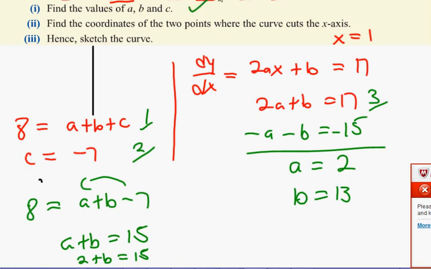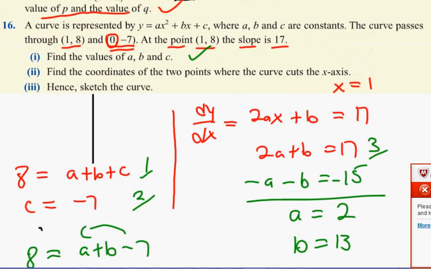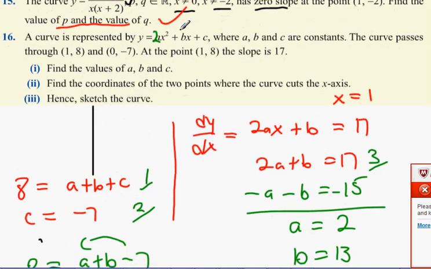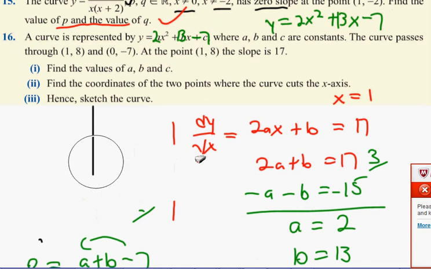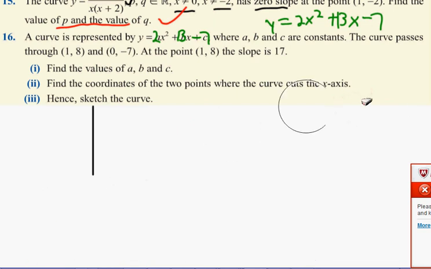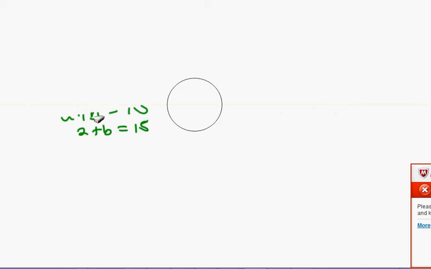There you go. Find the values of A, B and C. Done. Find the coordinates of the 2 points where the curve cuts the x-axis. Well, we've just changed this question into the following equation. It's now y equals 2x squared plus 13x minus 7. Forget all about this. This is all about part 1. No more additional information there, okay?